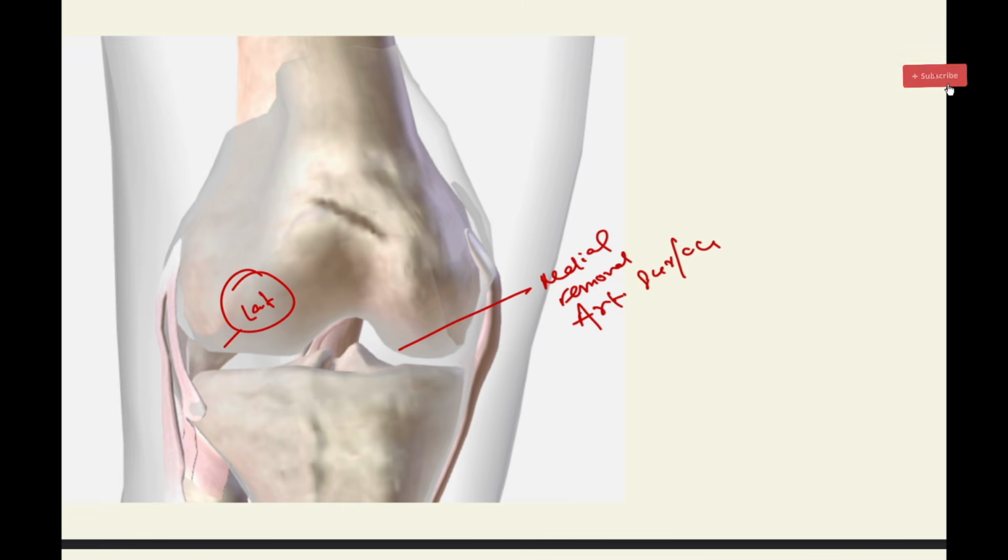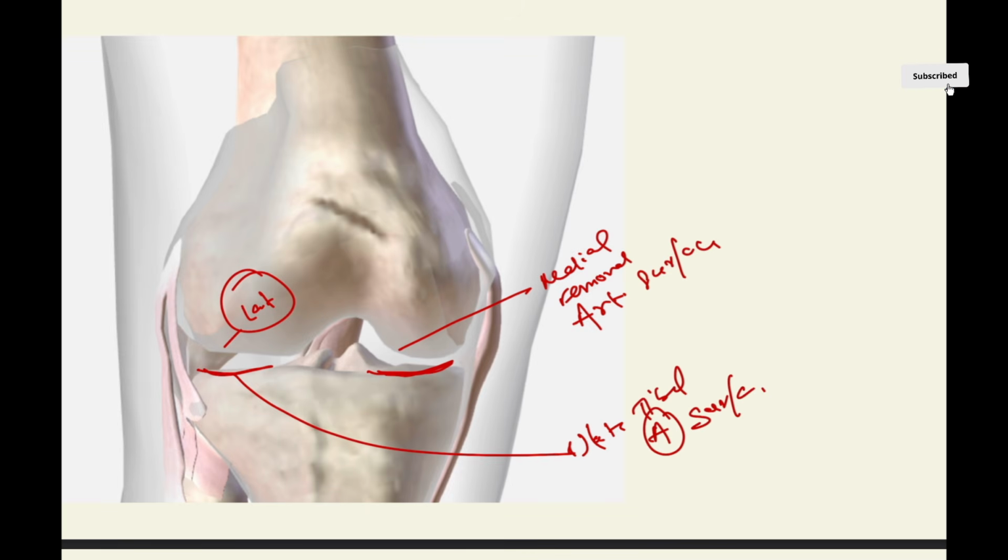Now similarly, this will be the medial articular surface of the tibia, and this is your lateral tibial articular surface. So these are the articular surfaces, the smooth boundaries that allow pure friction-free movement, and at the same time allow the articulation of the bones, like the femur and the tibia.